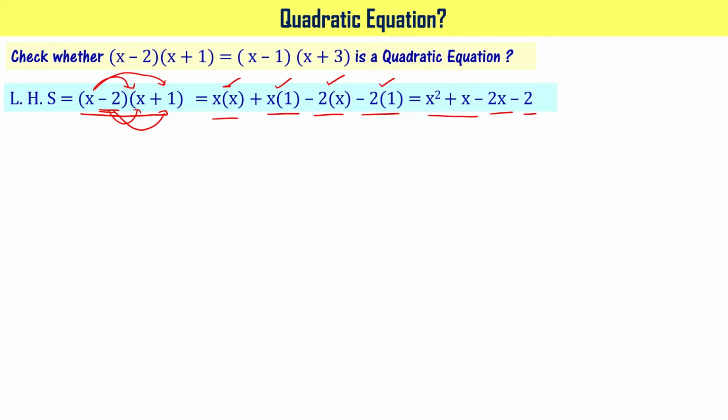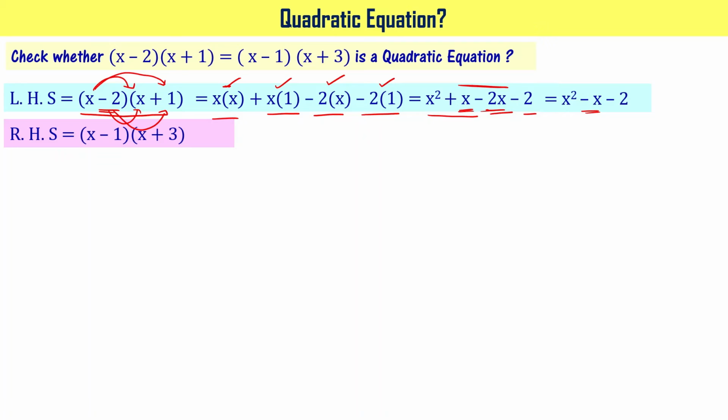Now look at this. I have x here, I have minus 2x here. Let me simplify this further such that I can write it as x square minus x minus 2. You see, when you add these two, plus x minus 2x is minus x, right? X square minus x minus 2 is the simplified form of left hand side. Now let us simplify RHS.